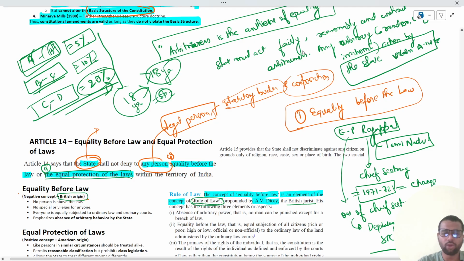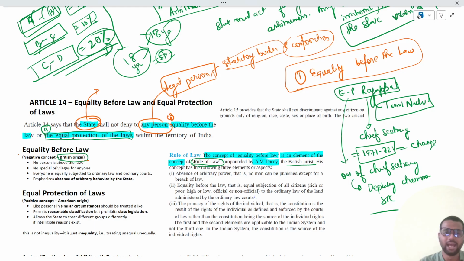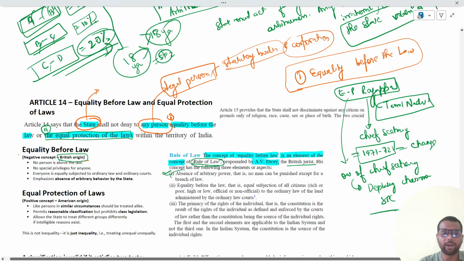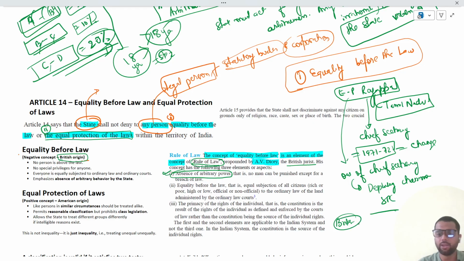So, what does the rule of law say? The rule of law said, number one, absence of arbitrary power. So in Great Britain, what we have is the supremacy of the Parliament.